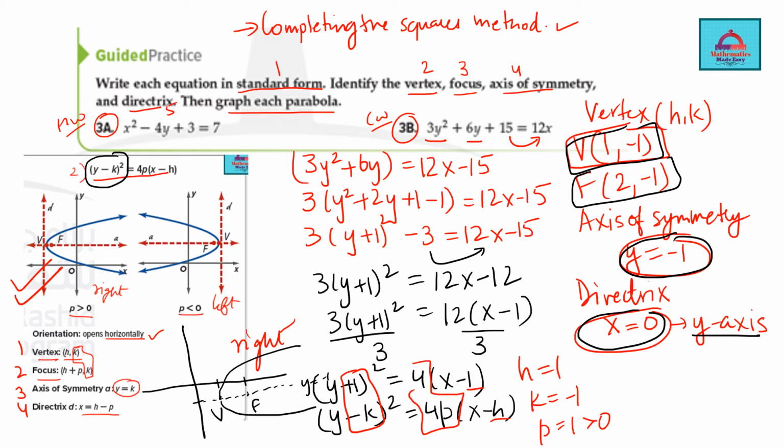So this is how the parabola will look. It's a rough graph. You can draw the exact one using ruler and pencil.